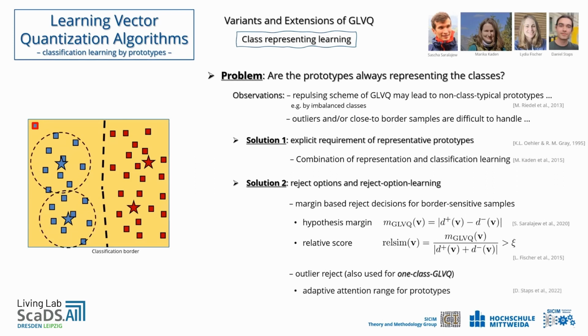So then you define a respective visibility range, which can be adapted dynamically during learning so that we have the respective outlier detection available.